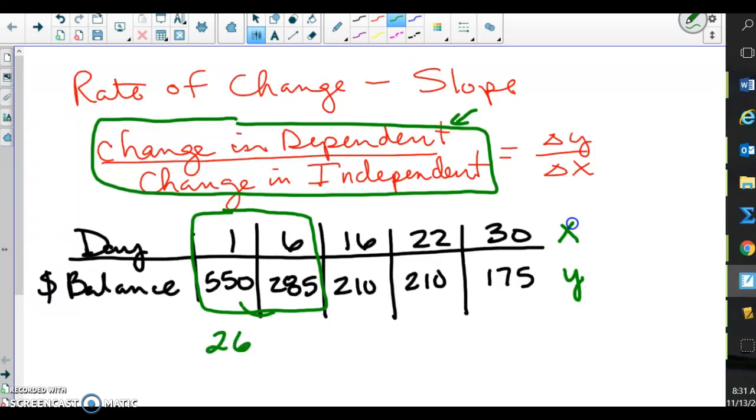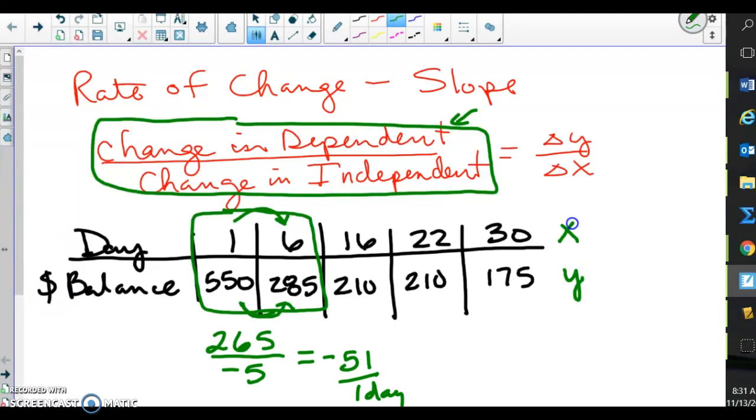A change in y, our dependent variable, over now. This is the tricky part. We subtracted this way. We need to subtract this way. We can see it is going down. So on the bottom, 1 minus 6 is a negative 5. And when we simplify that, we get negative $53 per day. Per 1 day. That's the rate of change between day 1 and day 6.